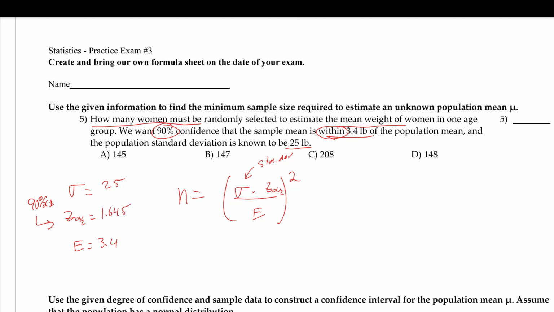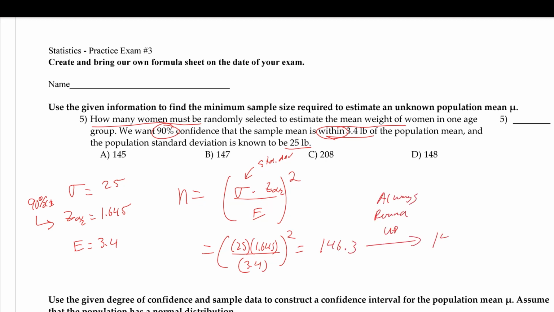If we run those numbers in your calculator in this formula, and then don't forget to square this, you're going to get 146.3. Again, we always want to round up to 147.